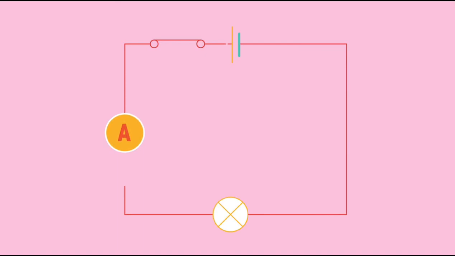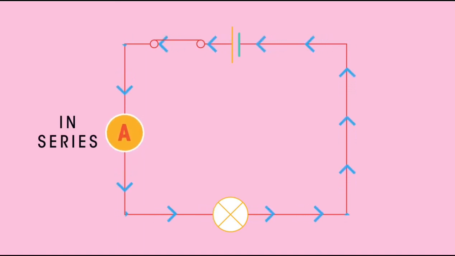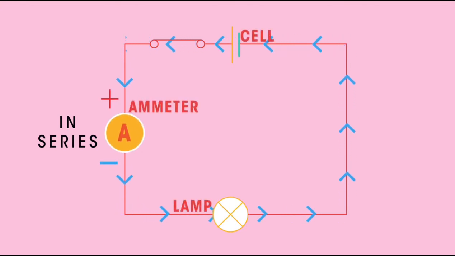Ammeters must be connected in series in a circuit. The current should flow into the positive terminal of an ammeter and leave through the negative terminal.